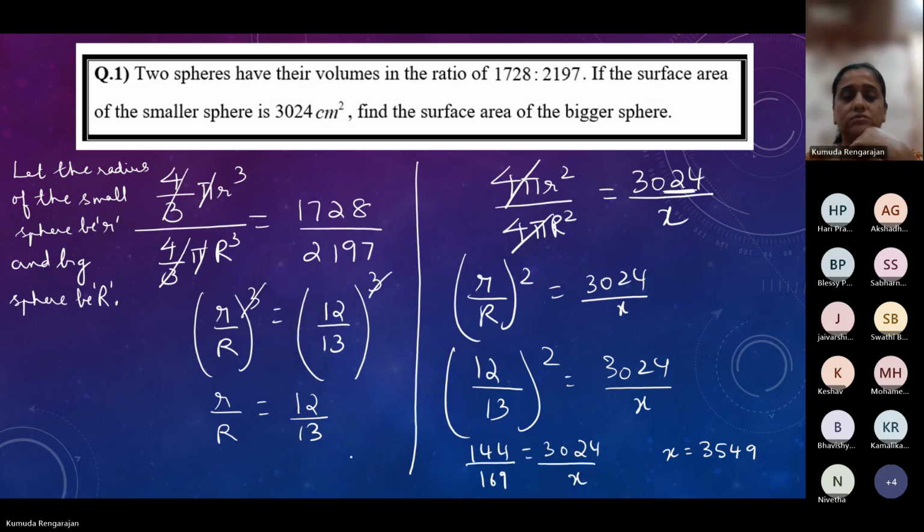Finish working? No, ma'am. Okay, yeah. Write the answer in a sentence. The surface area of the bigger sphere is 3549 centimeter square. After getting the value of x, please write the answer in a sentence.